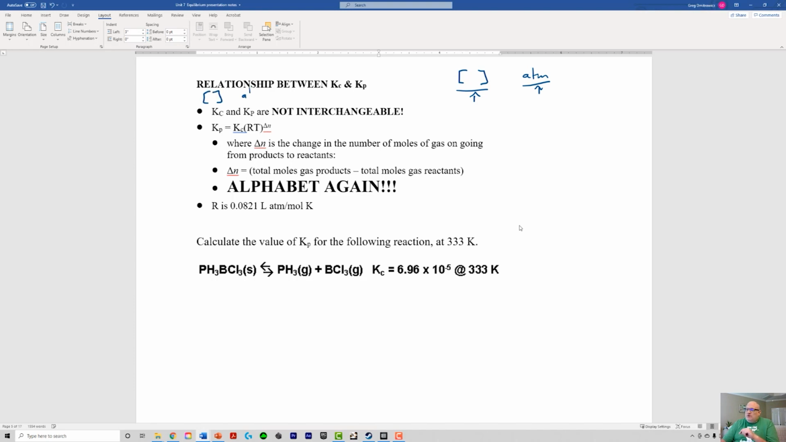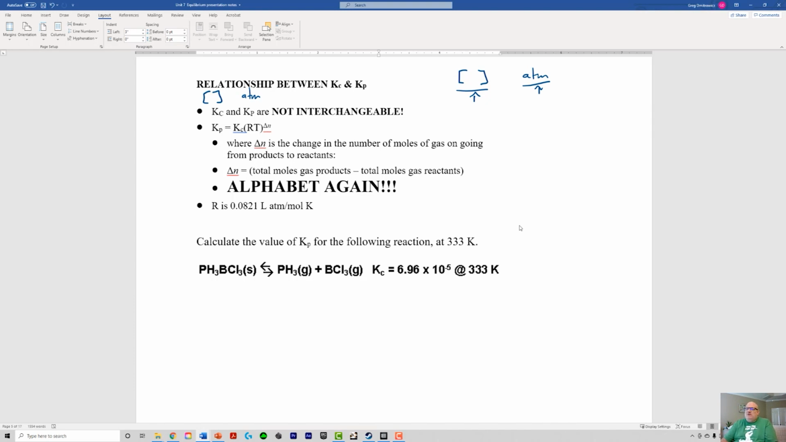Kp will only work with atmospheres. They are not interchangeable. But what will often happen, as you can imagine, is they'll give you a Kc, and then they'll give you a problem in terms of pressures, and that kind of messes us up. So how do we work back and forth with this?